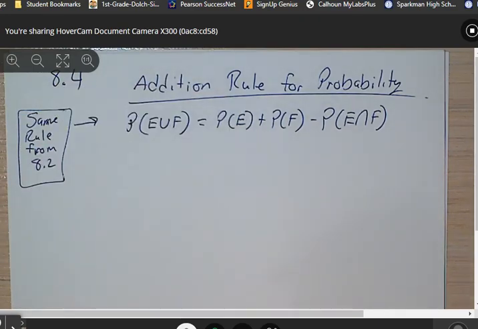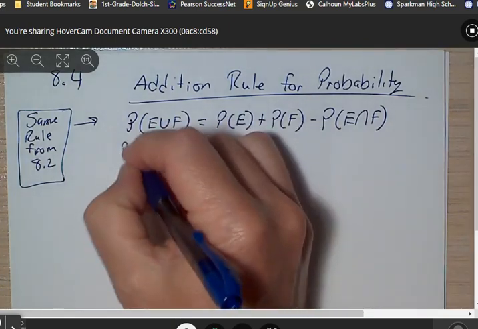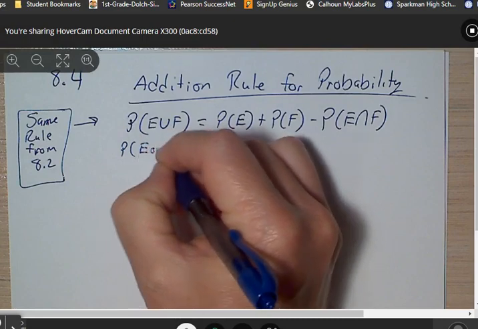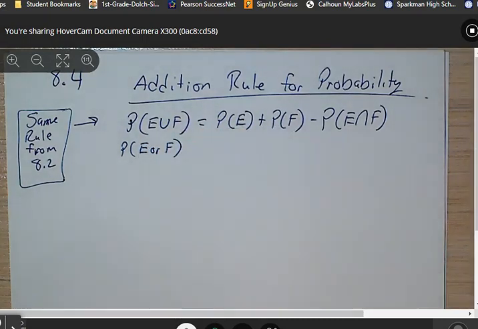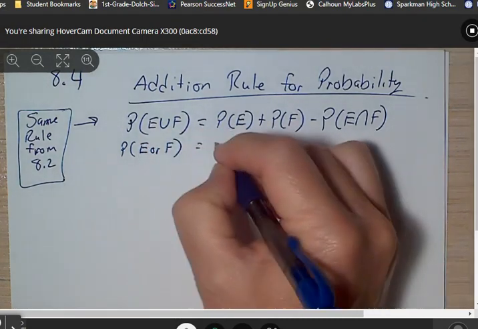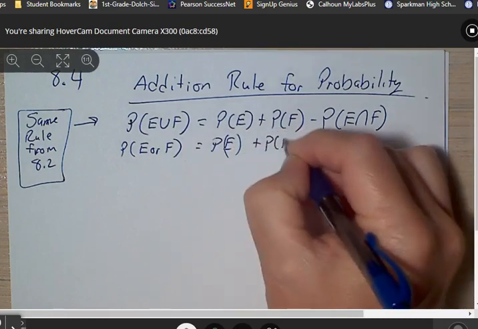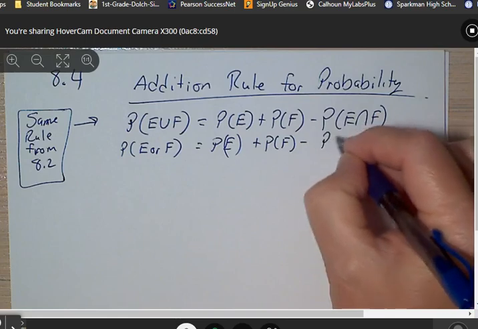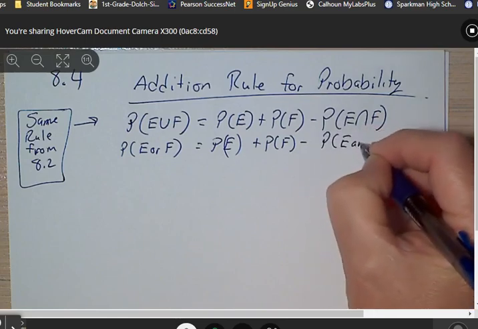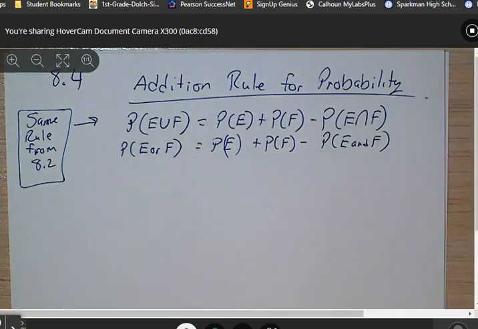So it's really not anything new. The only thing that they do with this when they say, all right, well, if we put it into words, and it's still the same thing we were doing earlier, is that if you do the probability of E or F, it's still the probability of E plus the probability of F minus the probability of E and F. So it's still the exact same thing. They just talk about what would happen there.